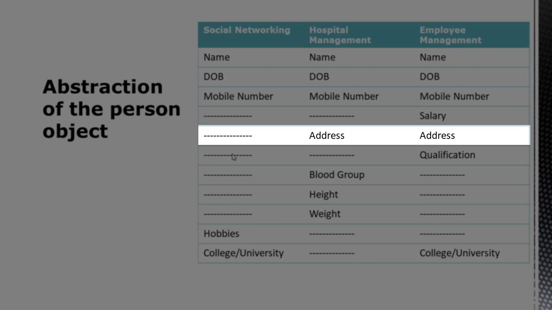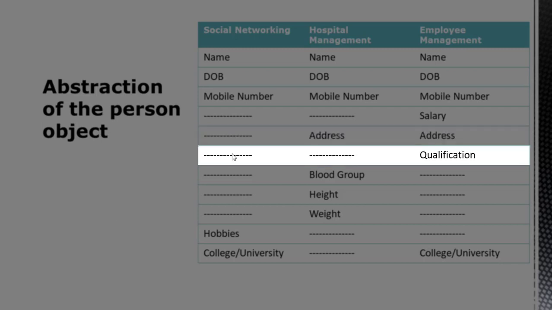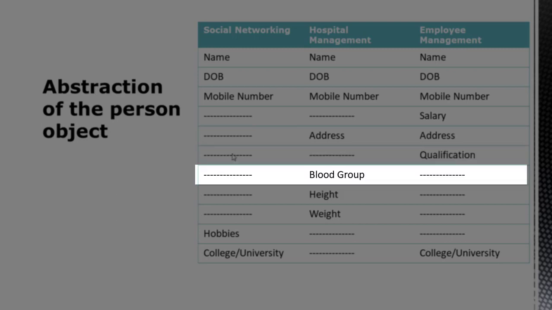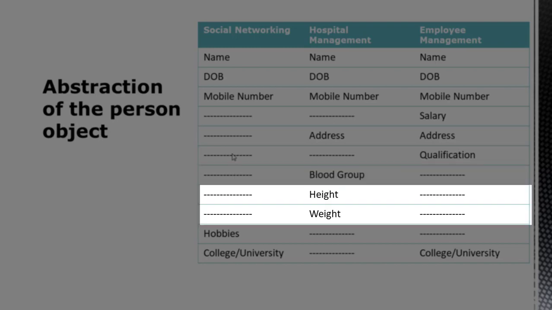The social networking application will not need the address, but hospital management and employee management systems will need it. Then educational qualification is required in case of employee management, but not in case of social networking and hospital management. After that, let's say blood group of a person. It is quite an important attribute when it comes to hospital management, but not required in case of social networking and employee management. Similarly, height and weight of the person are also attributes needed in the case of hospital management, but not in the other two cases.